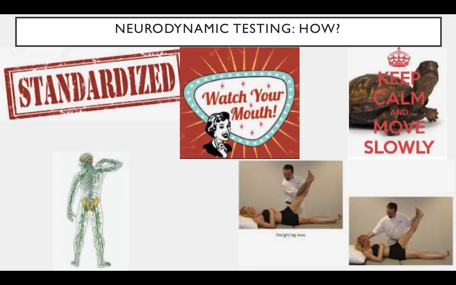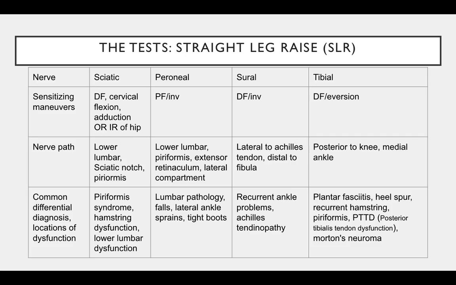Use sensitizing maneuvers that are remote from the location of the symptoms. If a person is coming in with ankle pain, we do not want to use dorsiflexion as a sensitizing maneuver. We want to use something remote, such as the head, because we will not be able to conclude what tissue is at fault. Here is a reference chart for nerves tested with a straight leg raise. You may use this information to fill out your chart for lab.